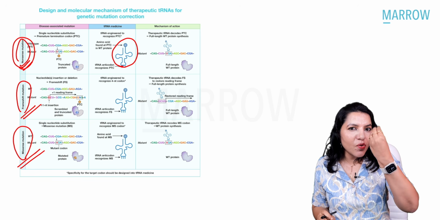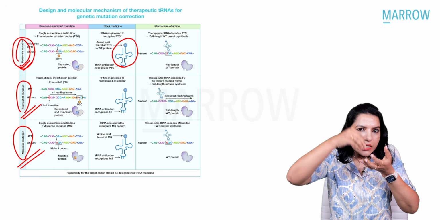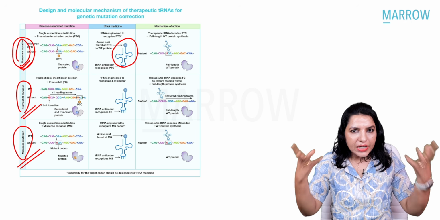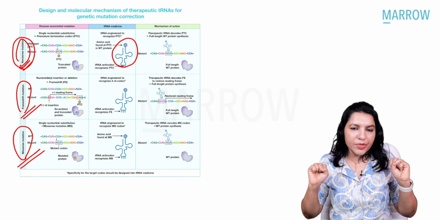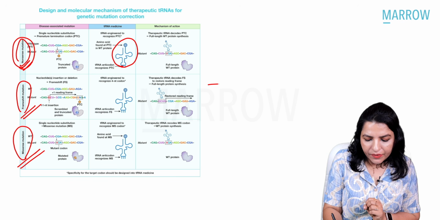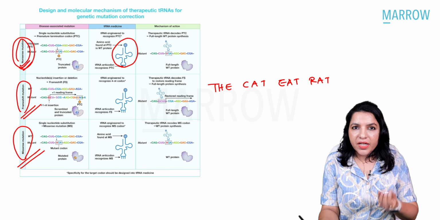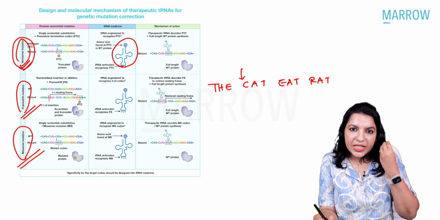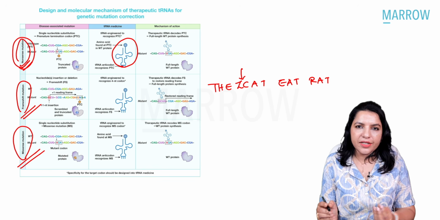Now I'll tell you one more example: frame shift mutation. What do we mean by frame shift mutation? Insertion or deletion of single bases. If there is insertion or deletion of single bases, what will happen? The whole reading frame is garbled. The example that I have given in my videos is the cat eat rat. This frame shift mutation is an example of an insertion where, before this C, Z is added. So these are the codons.